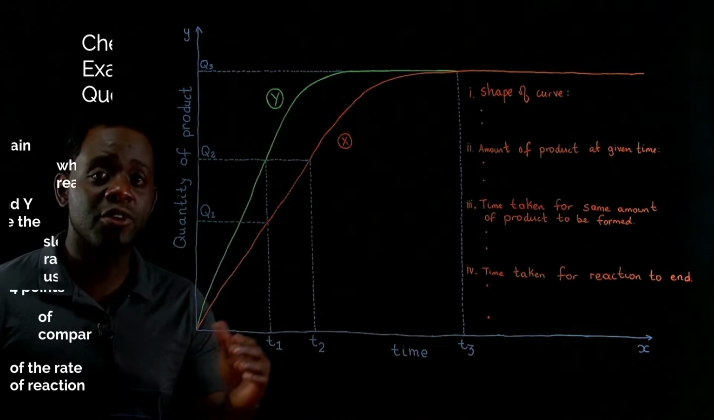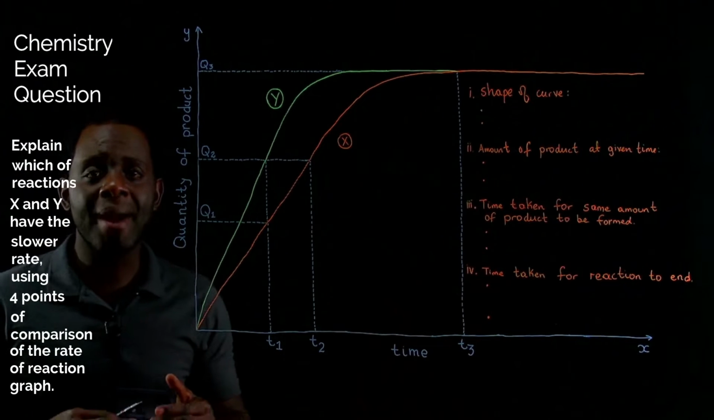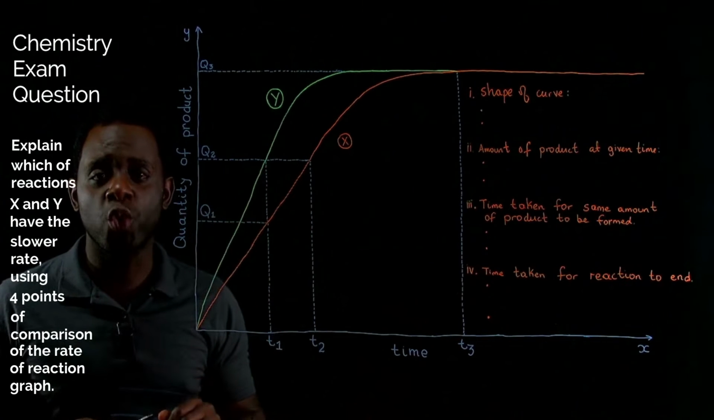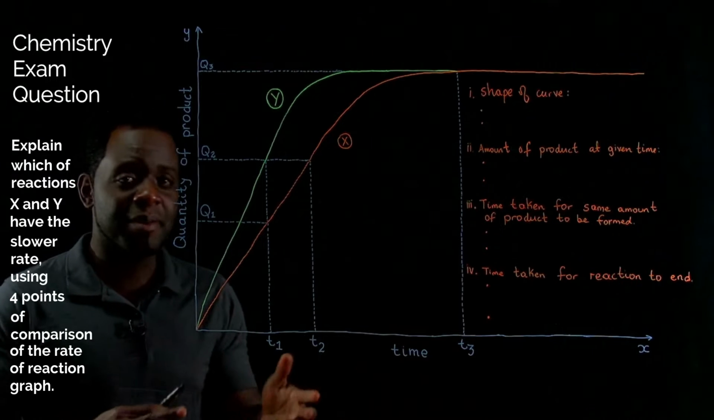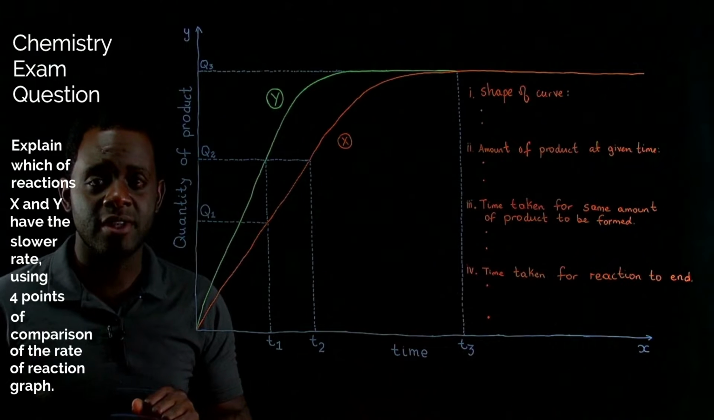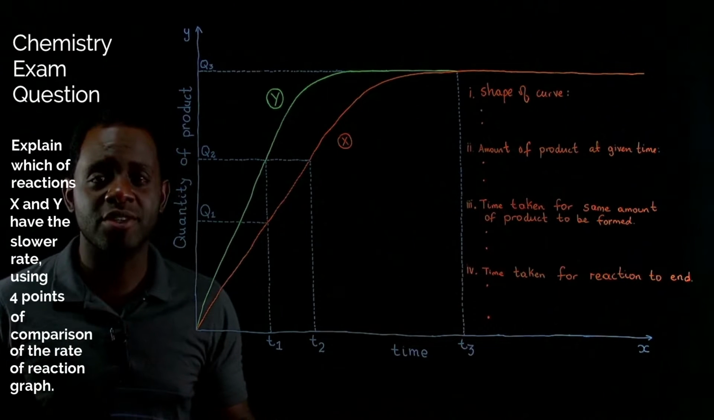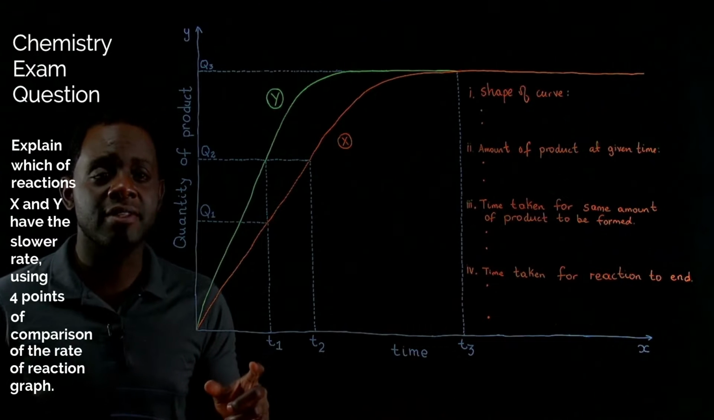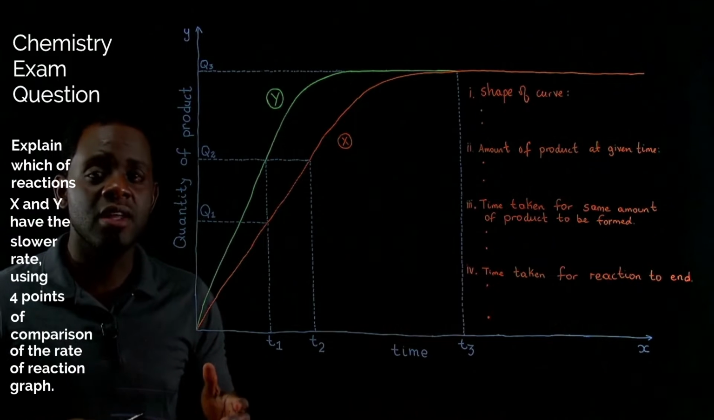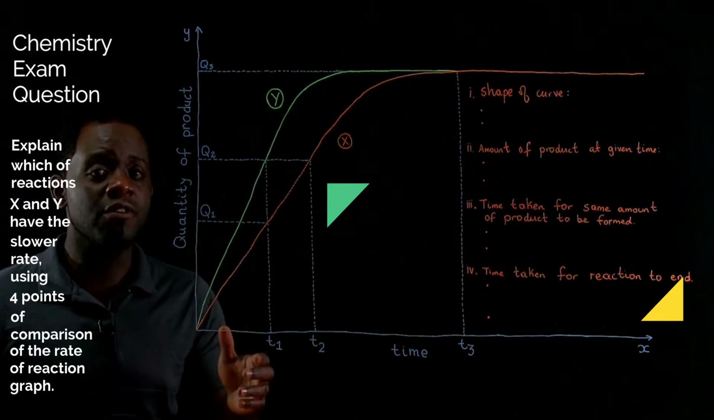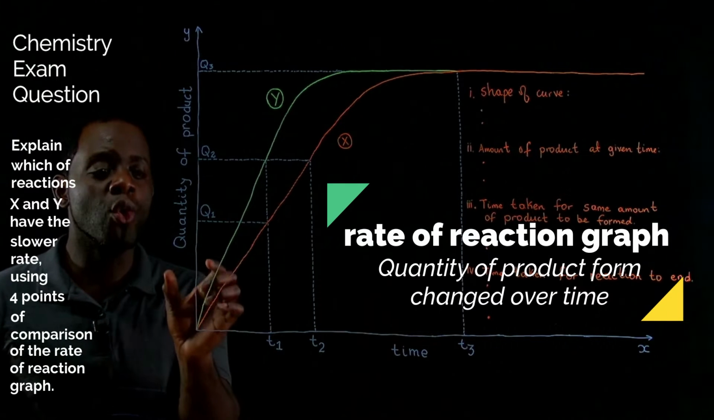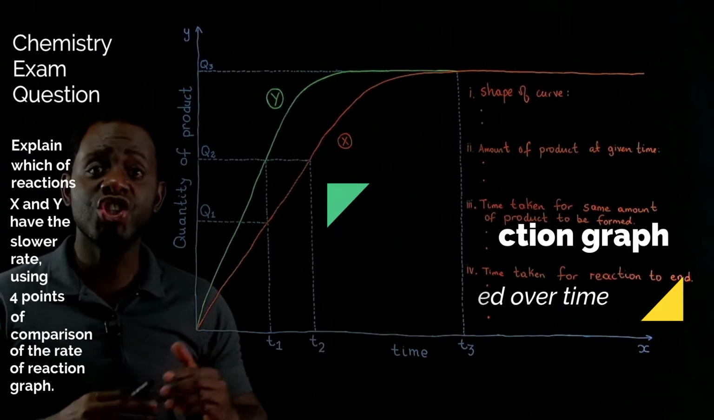Before analyzing the graph to arrive at 4 points of comparison to support our conclusion on which of the two reactions has the slower rate, let's describe the graph. Two sets of data have been collected on both reactions: the time taken for the reactions to occur in regular time intervals and quantity of product formed. The result is a rate of reaction graph for both reactions, showing how the quantity of product formed changed over time.